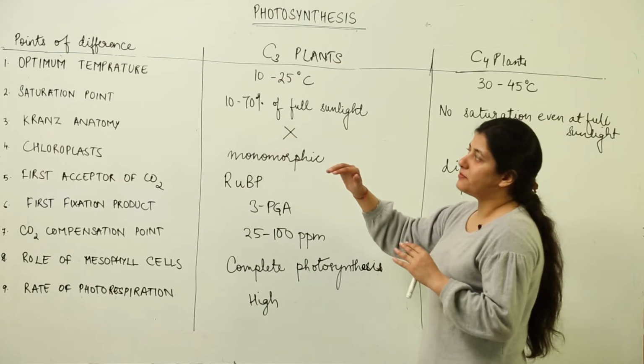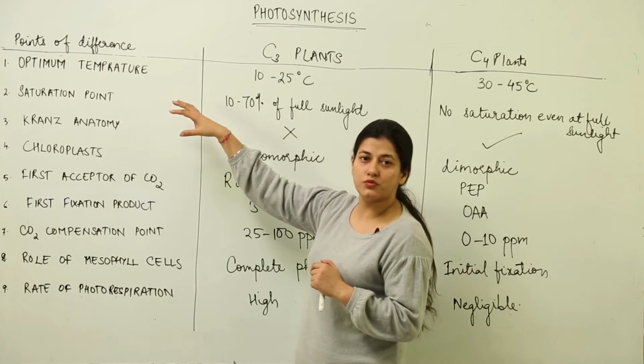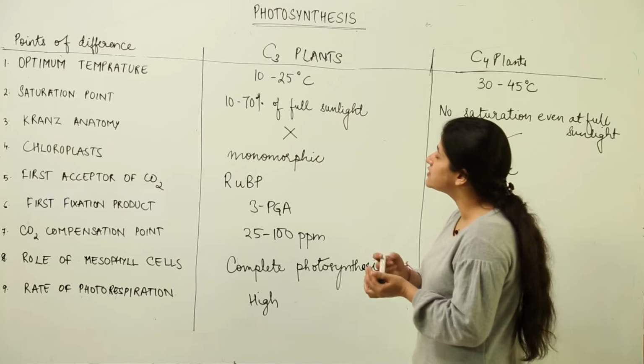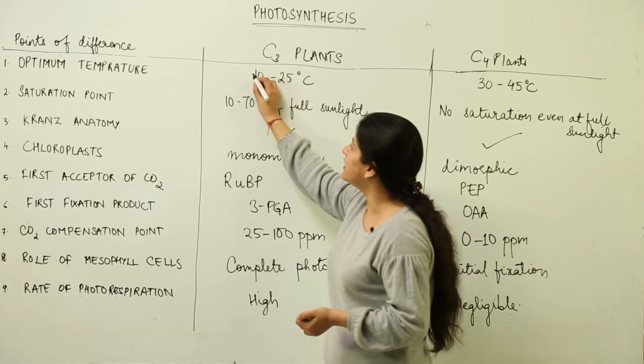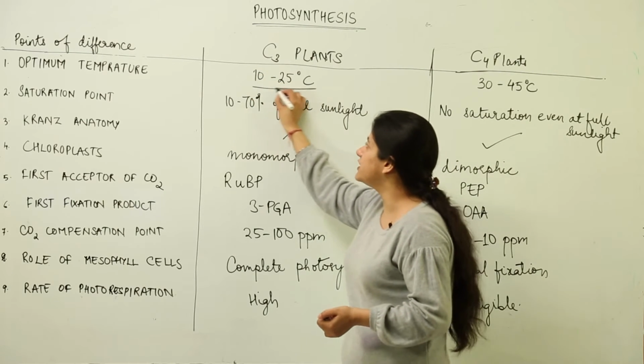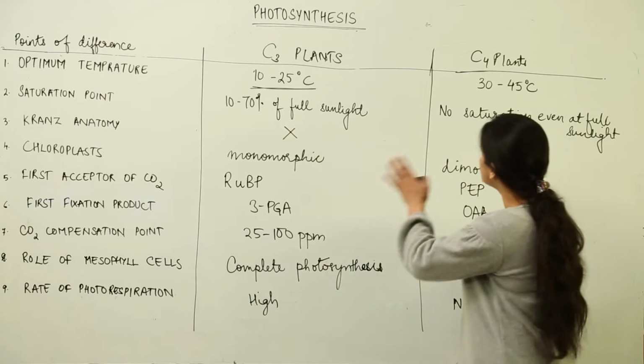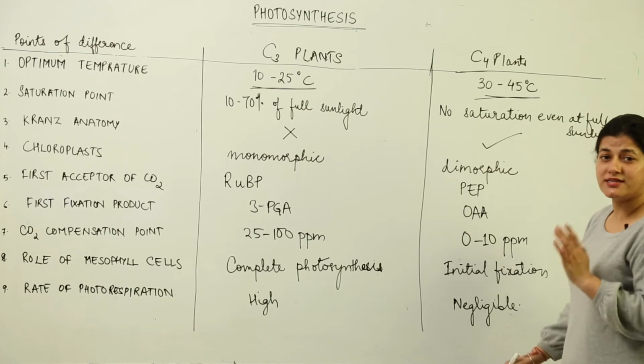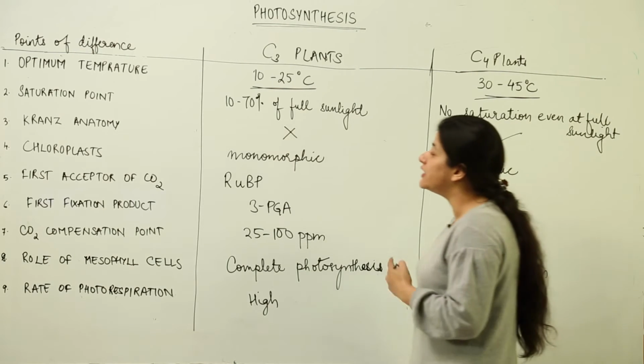The optimum temperature at which the C3 plants would perform the best photosynthesis in terms of a good rate of photosynthesis would range between 10 degrees Celsius to 25 degrees Celsius. In the terms of C4 plants, it is 30 to 45 degrees Celsius. That is why we had said that they can grow well in arid areas.